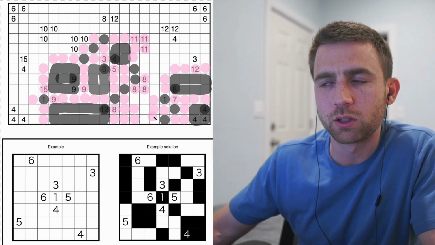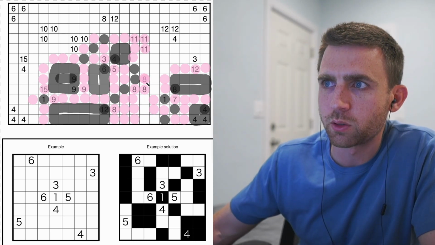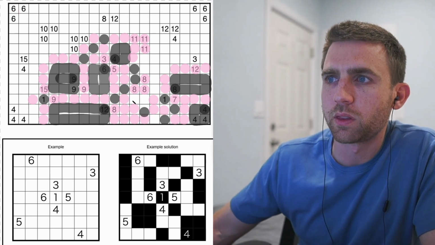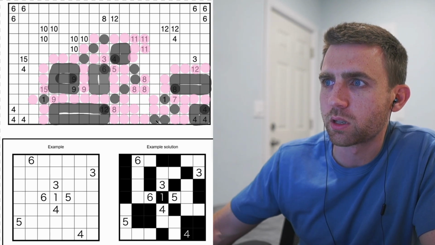Now we're at 7. We need to expand to one more spot. We can't go there because it would expand us to too many. Same reason there. The only way we can expand is to here. Now we know that's the 8 section there. So now let's fill this other part in to cut it off.